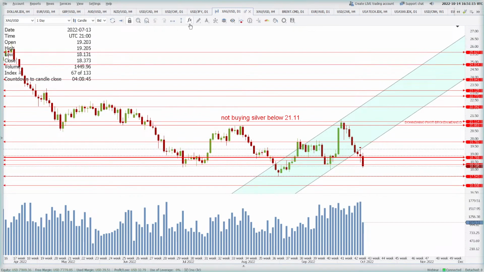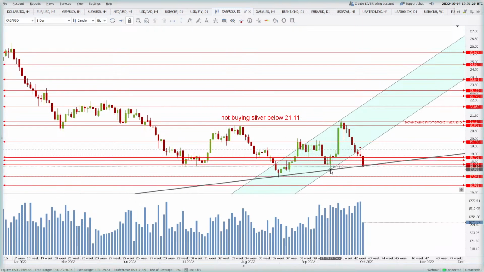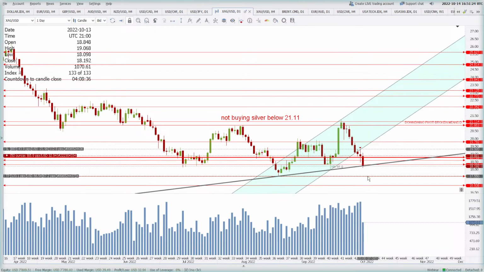Do you see something here? Okay, I will show you some trend lines. 1, 2, 3. This may support the price today. If it does not support the price today, then this area is not going to hold. Okay, that is for sure.